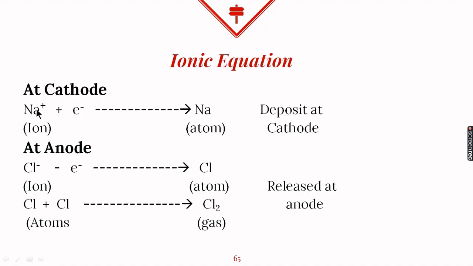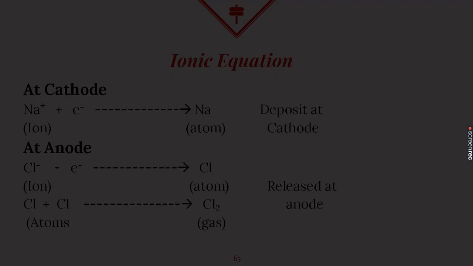Now we will see this electrolytic reduction in the form of the ionic equation. So at the cathode, sodium ions move, gain an electron from there, form neutral sodium which gets deposited at the cathode, while at the anode chloride ions are moving and they lose their electrons to the anode, form neutral chlorine atoms. Two neutral atoms combine to form chlorine gas which is released at the anode. So this is how electrolytic reduction of sodium chloride is done.